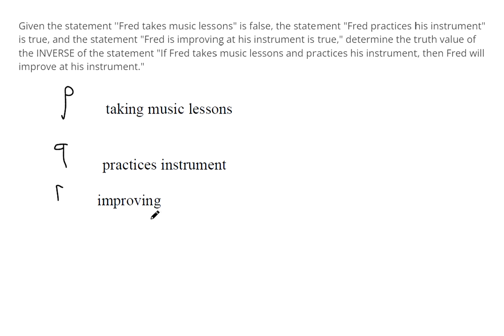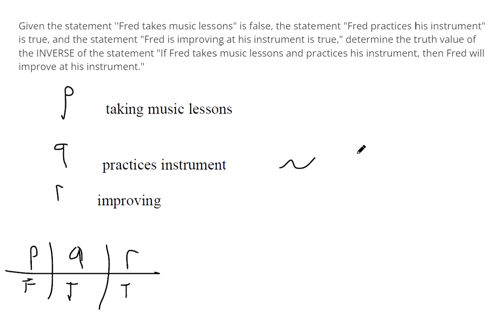Now we can say Fred does take music lessons. That's P, so that's true. Fred practices his instrument, so Q is true. And then Fred is improving at his... Oh, wait. Fred takes music lessons is false. Sorry, I misread that. So that's false for taking music lessons. Fred practices his instrument. They told us that that is true. And then Fred is improving at his instrument. That's R is true.